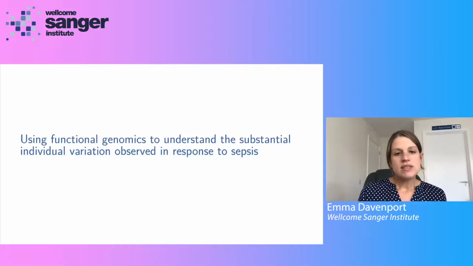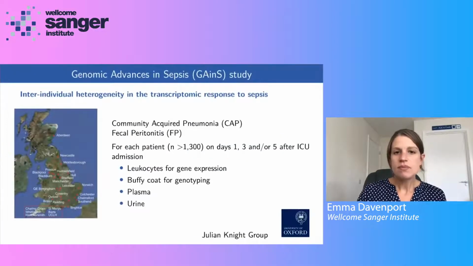So for these reasons, the first part of this talk is focusing on how we've used functional genomics to understand the substantial individual variation observed in response to sepsis. The Genomic Advances in Sepsis, or GAinS study, was set up by Julian Knight's group at the University of Oxford a number of years ago. And here we recruited patients to explore inter-individual heterogeneity in the transcriptomic response to sepsis.